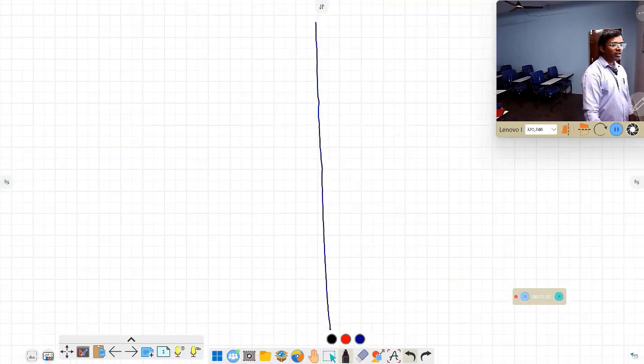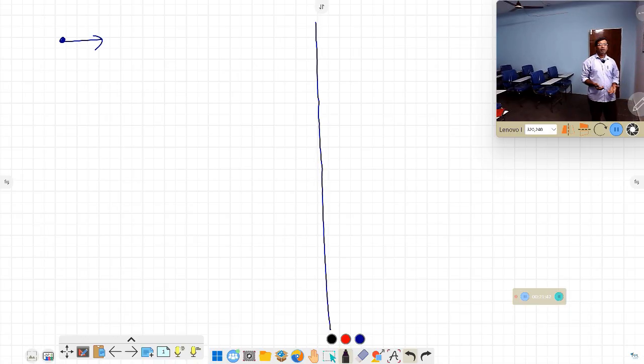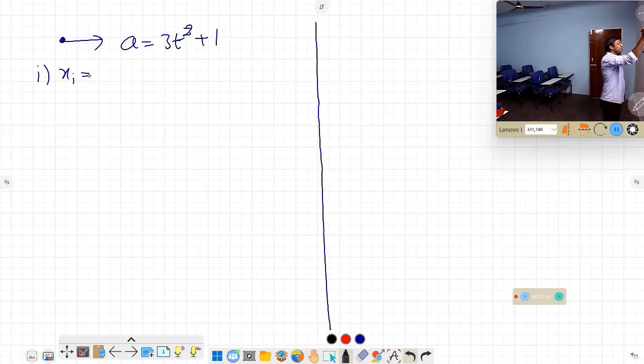Okay, next model we go for integration model. So the question is given in this: a particle is accelerating in space as a function, a is equal to 3t square plus 1. Simple equation I am taking, 3t square plus 1. This is the acceleration of the particle given. Using this particle acceleration, we are asked to find what is the initial displacement of the particle, what is the initial velocity of the particle, what is the initial acceleration of the particle.